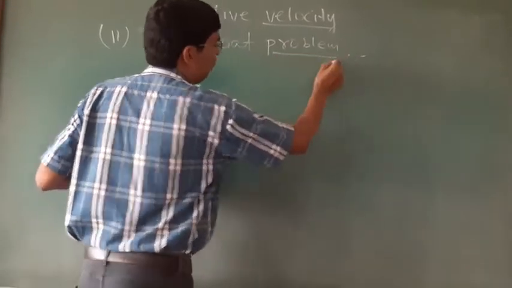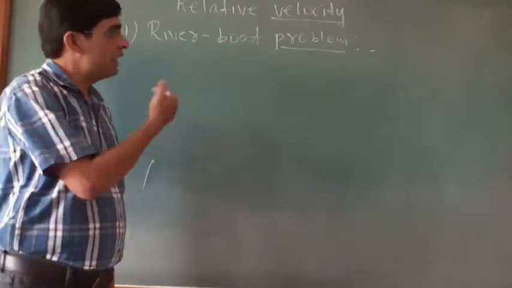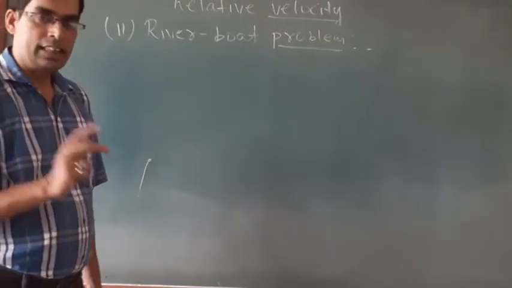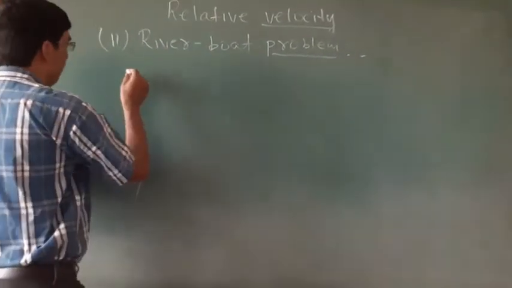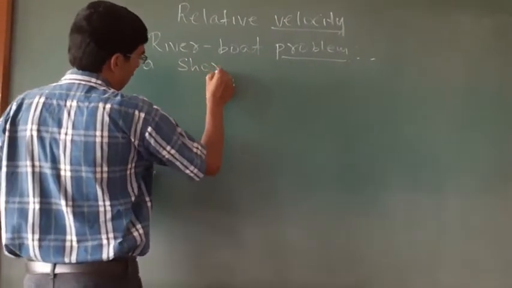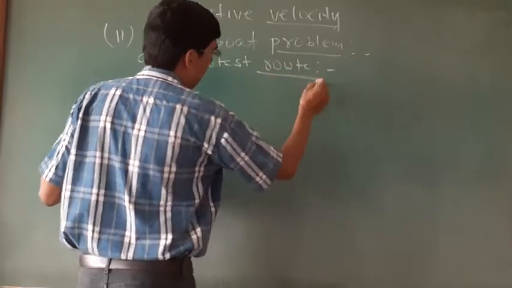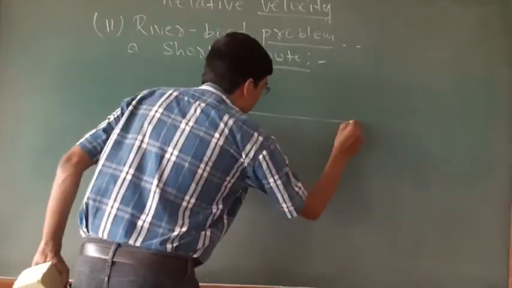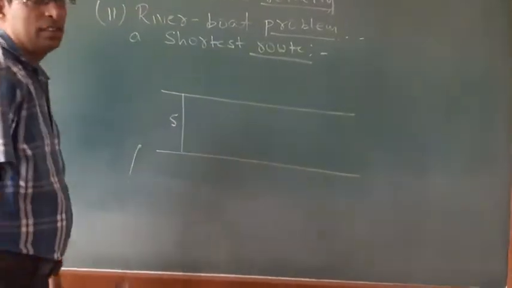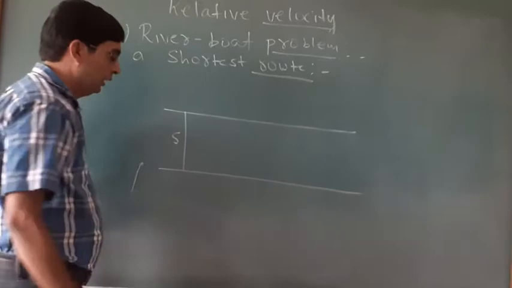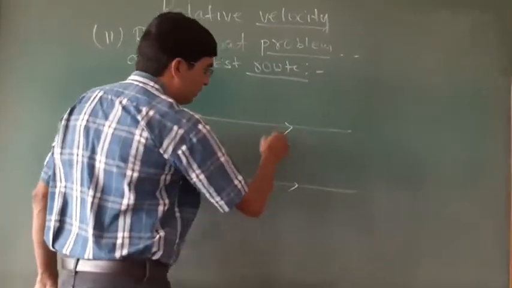In the case of the river and boat problem, two cases arise. One case is when the boat is sailing on the shortest route, and the second is when the boat is sailing for the shortest time. So first of all, we go for the shortest route. The river is flowing. This is the river, and suppose S is the width of the river. Now this is the river water, and it is flowing.